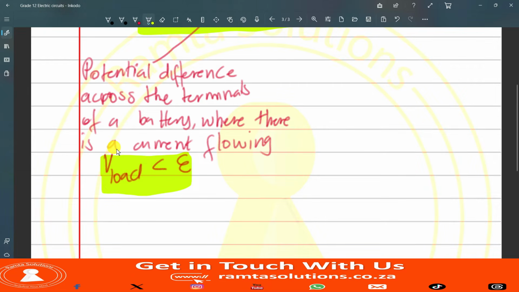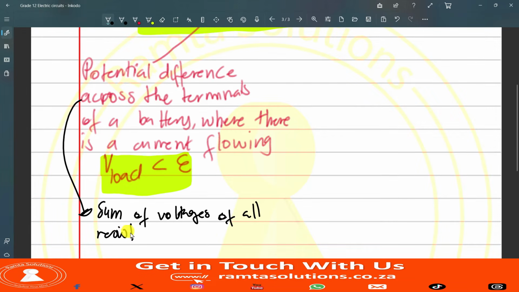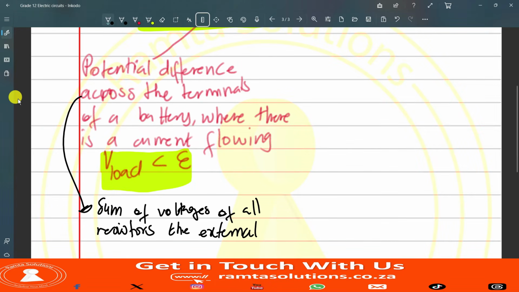Now remember, it is across the terminals of a battery. So basically, this means it is the sum of the voltages of all resistors in the external circuit, because there's another resistance we're going to talk about in the external circuit.